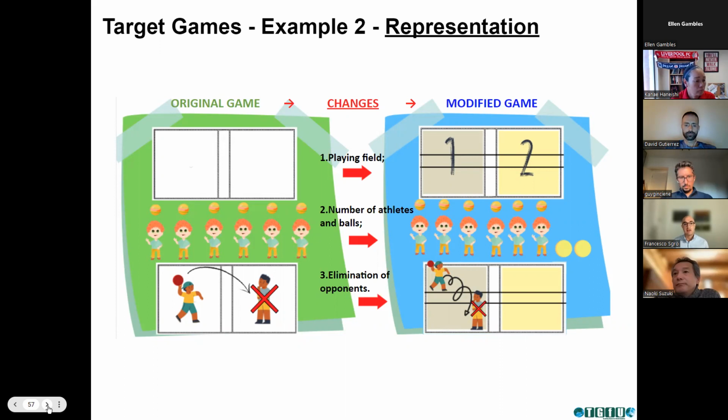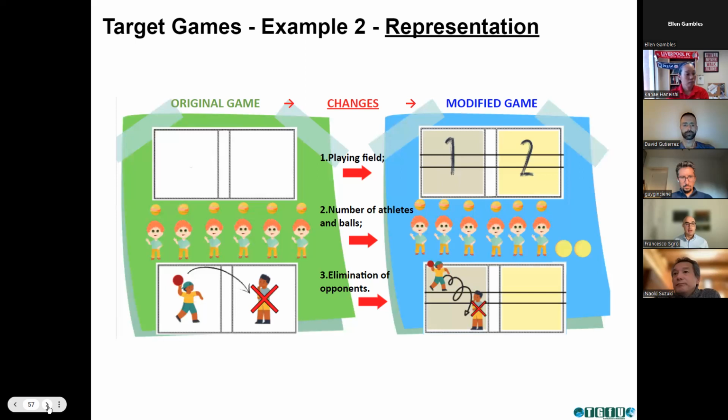The second change is related to the ratio between the number of athletes and the available balls. In the original game, we can have one ball for each player. In our proposal of modification, we can have 2 balls in addition to the original ones. In this way, the opportunity for each player to throw a ball is increased.